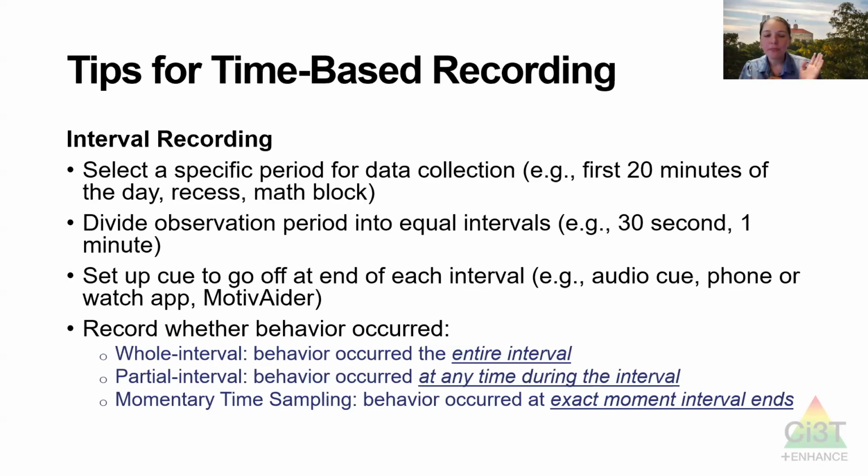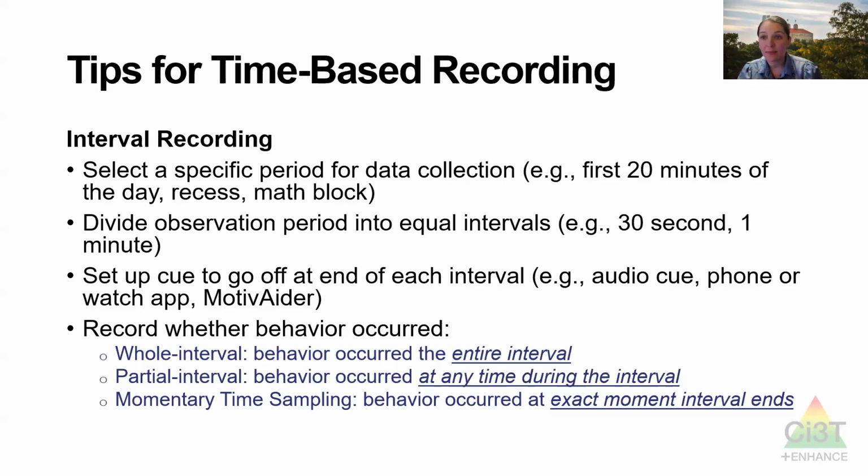And if you're doing whole interval recording, in order to say, yes, the behavior occurred, it had to happen the whole time. So if we're talking about on task and I have a 1 minute interval, you're only going to check yes, the student was on task, if they were on task the whole minute. For a partial interval, if the behavior occurred any time in the interval, it's a yes. So if I was on task for the first 2 seconds and then I was off task for 58 seconds, it's still a yes because I was on task at some point in that interval.